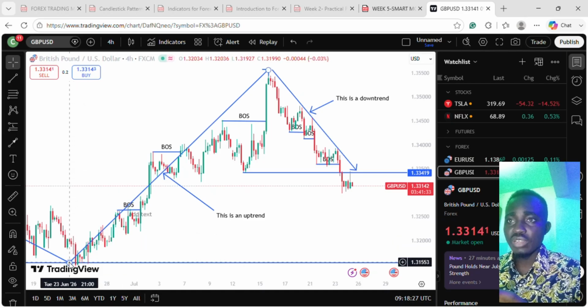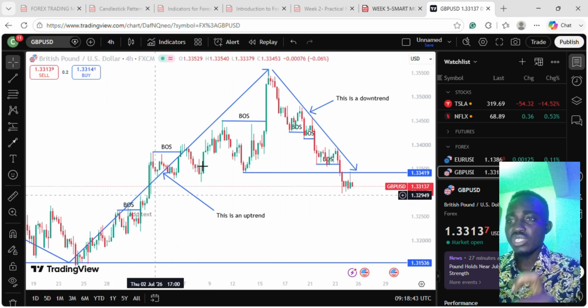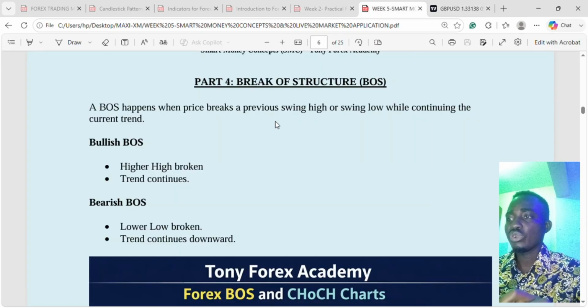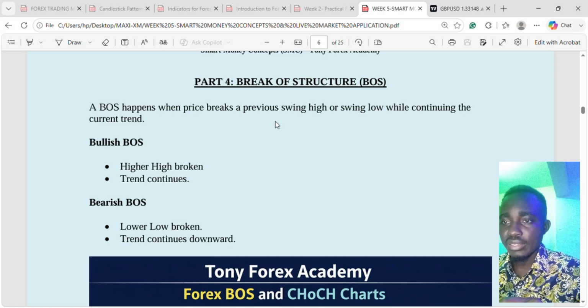The current trend from 23rd June was an uptrend, and this is on a 4-hour time frame. We're able to see that price came from 1.31517 up to this level of 1.3556. Okay, so what happened along that trend line? According to our definition, a break of structure occurs when a previous swing high or a swing low is broken, and the purpose of this is to signal a continuation in the trend.